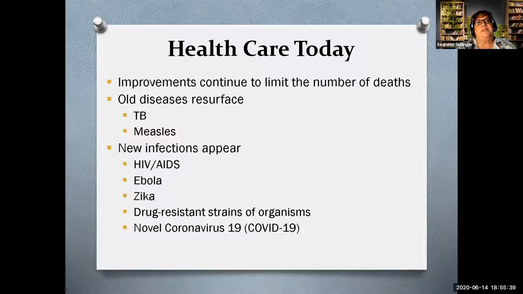But hopefully the improvements we see continue to limit the number of deaths that we're seeing. We're trying. We have seen a resurgence of old diseases. We've seen tuberculosis come back, measles has made a recurrence, whooping cough, which is pertussis. And then if you look at the history, new infections that appear, so HIV, AIDS back in the 80s, that still tends to resurface, it's still around. We saw Ebola and Zika coming forth, and then now we have the novel coronavirus 19. So things change, we work through them, we figure out what works, and we move forward.